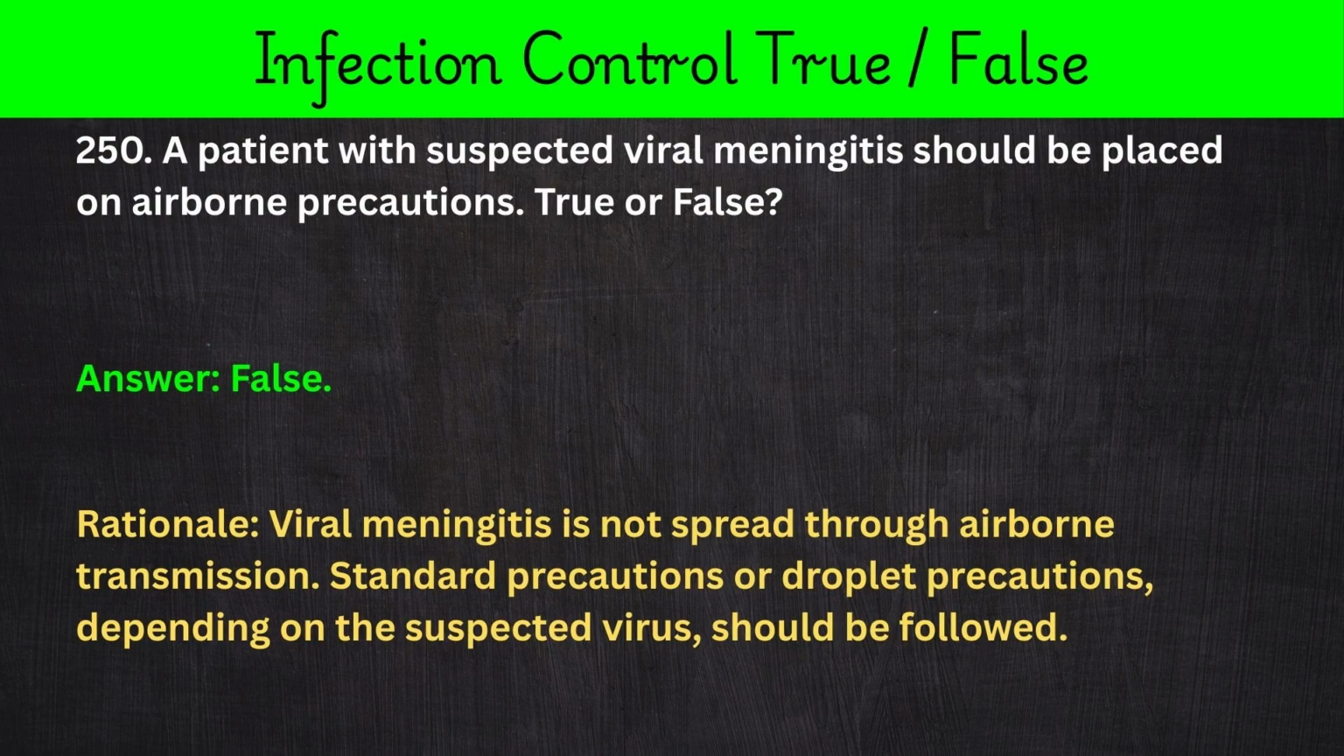250. A patient with suspected viral meningitis should be placed on airborne precautions. True or false? Answer: false. Rationale: viral meningitis is not spread through airborne transmission. Standard precautions or droplet precautions, depending on the suspected virus, should be followed.